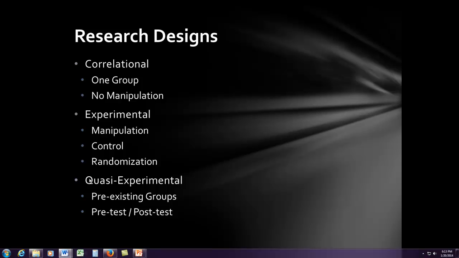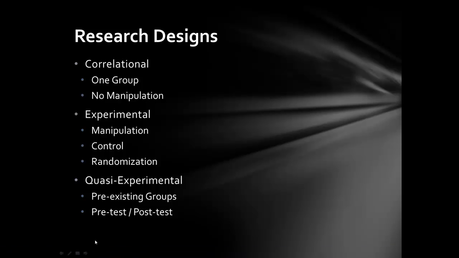So quasi-experimental, no manipulation by the researcher. It either relies on pre-existing groups or measuring the same group twice. So those are all the major research designs that are used to collect the data that you use statistical analysis to analyze and interpret.